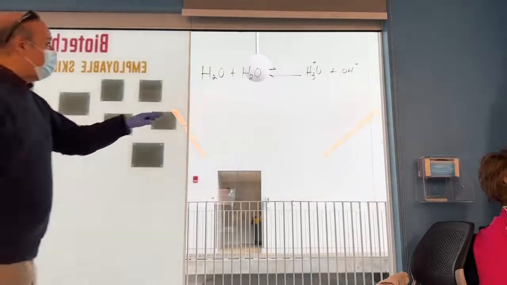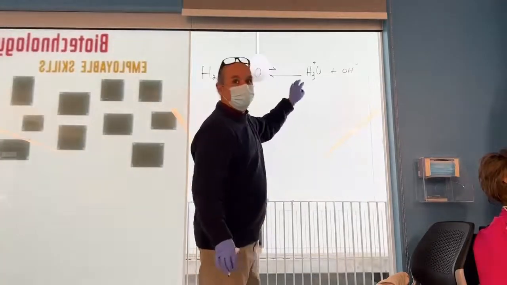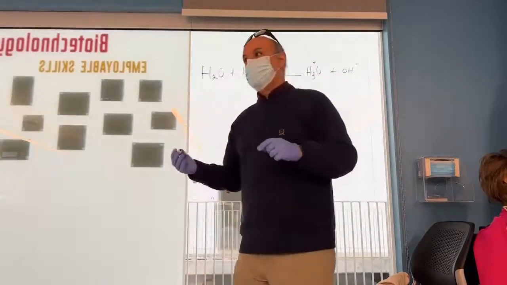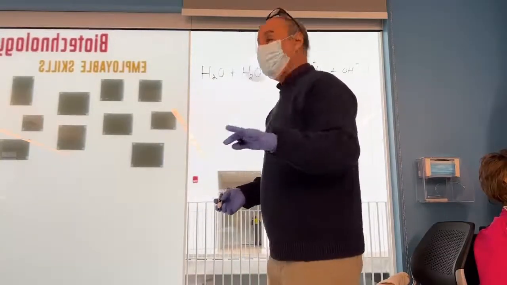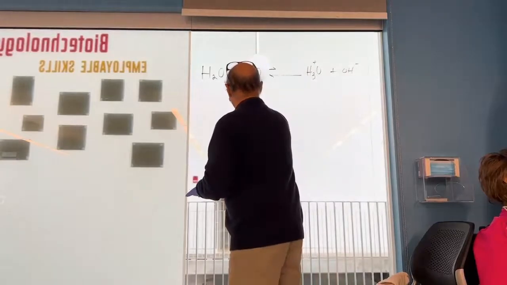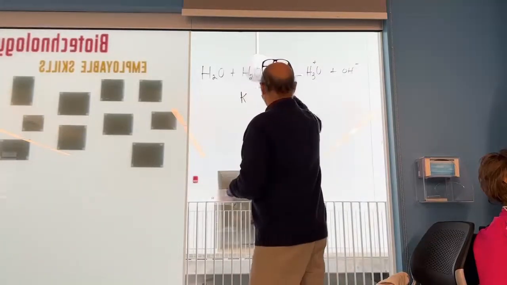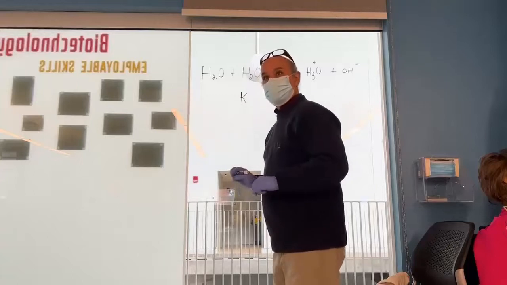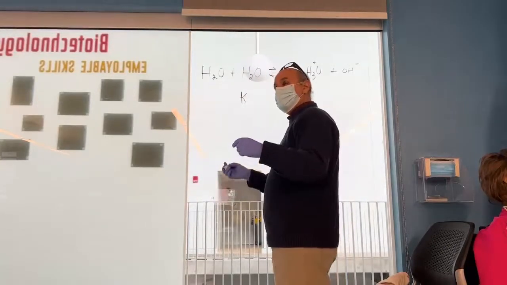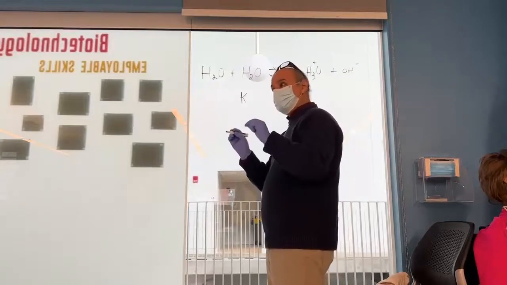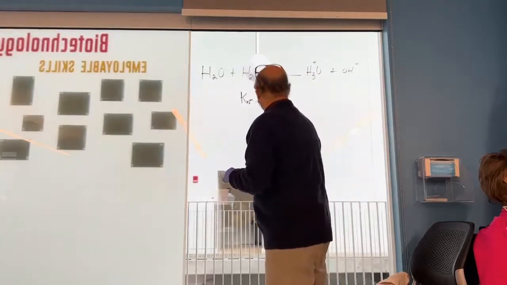And we talked about the fact that this is an equilibrium described by something that we call the KW. Maybe I didn't mention it, but I'm telling you right now. So every equilibrium has an equilibrium constant. The equilibrium constant for the dissociation of water is so important that it has its own name. So it's called the KW.